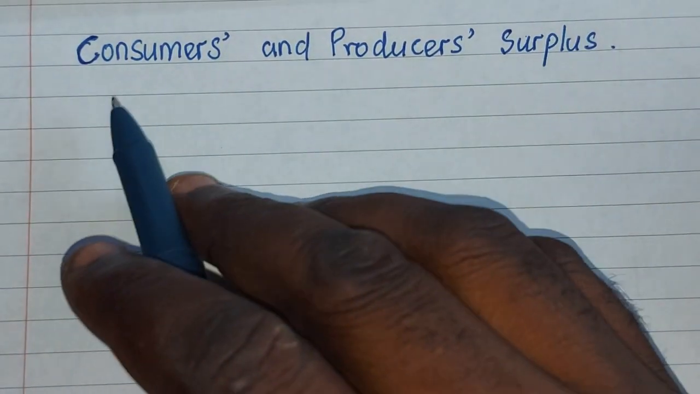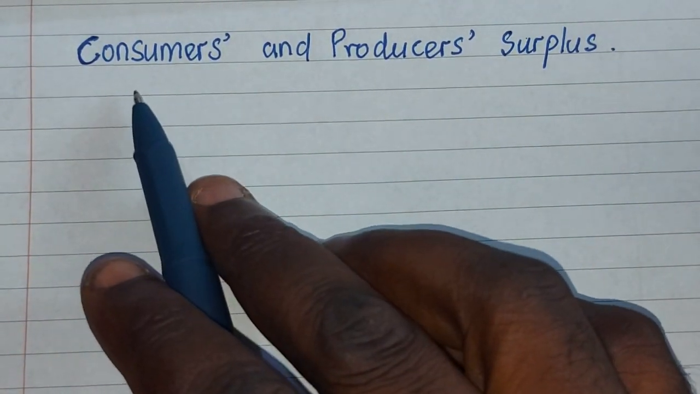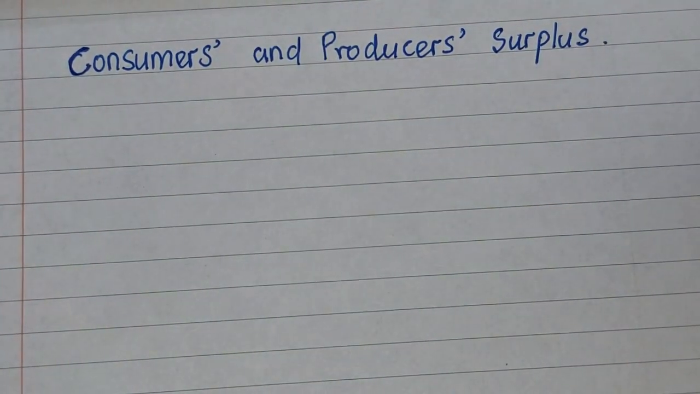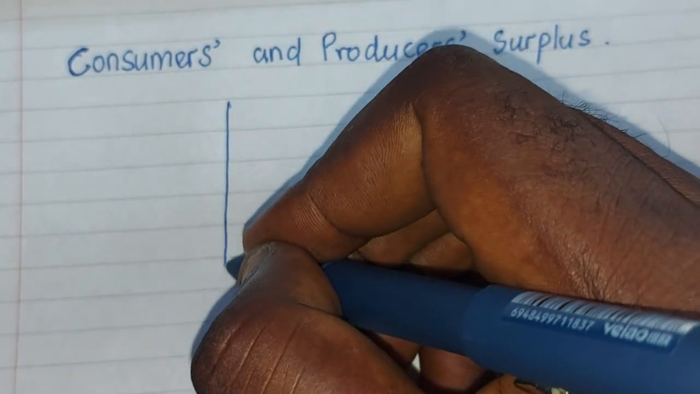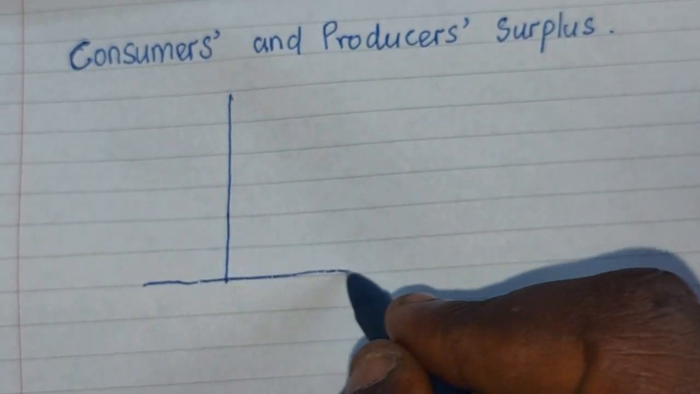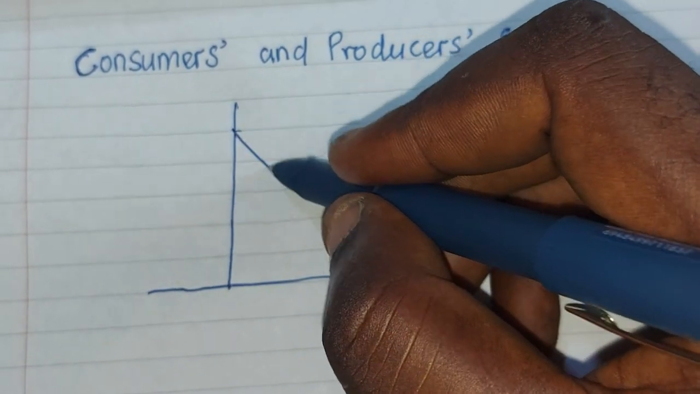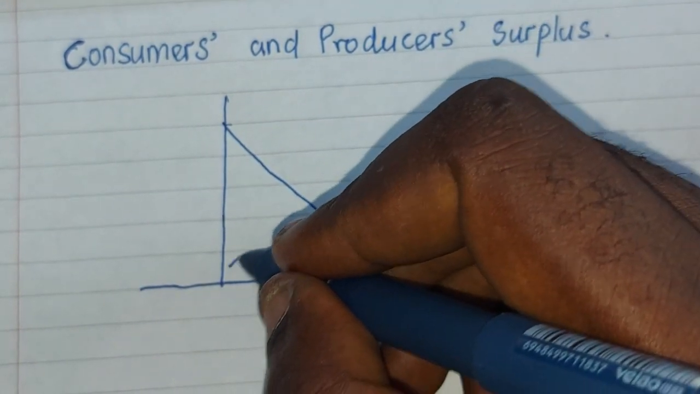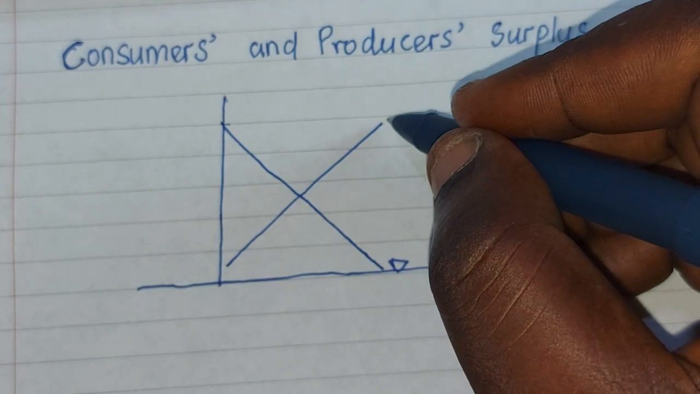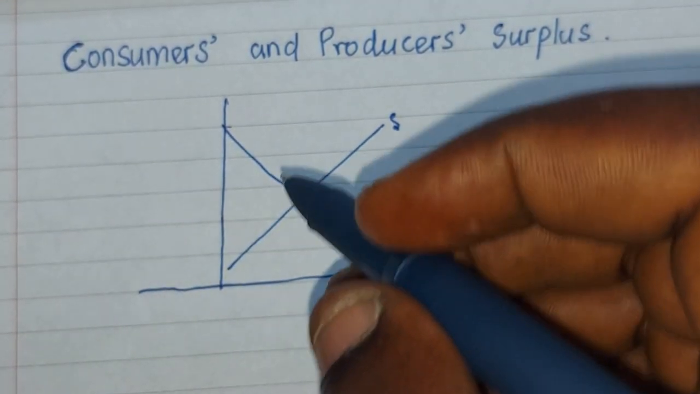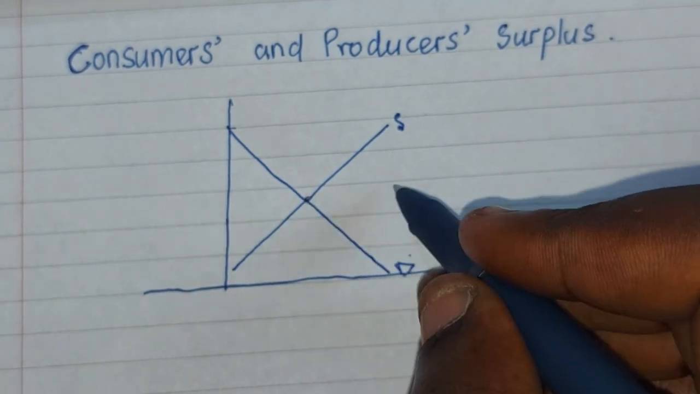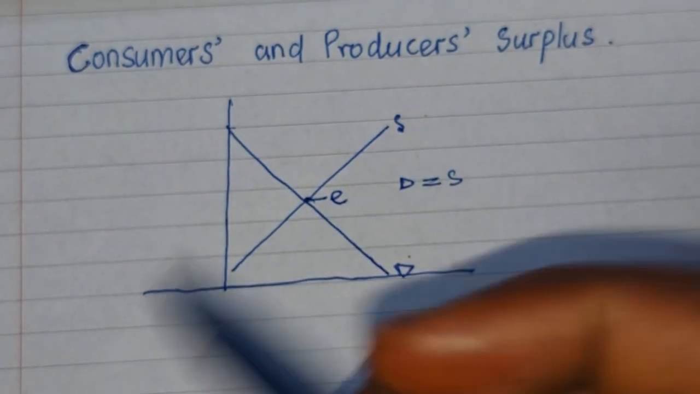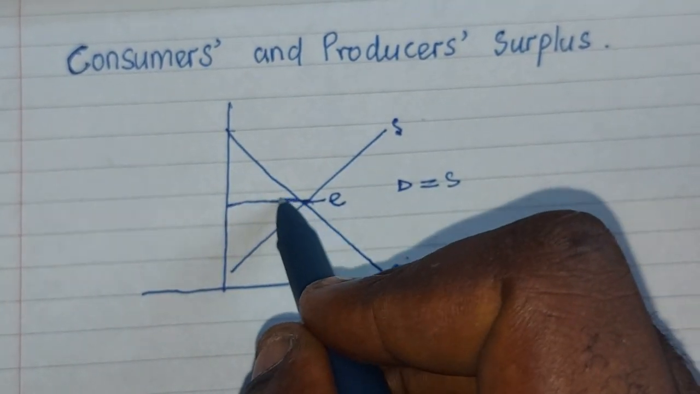All right, now in this video, we are looking at the concept of consumers and producers surplus. Okay, let's draw our demand curve. Then if I draw my supply curve, say S. Now the point at which demand equals supply is called the equilibrium point. Then when you trace this line, you trace it.